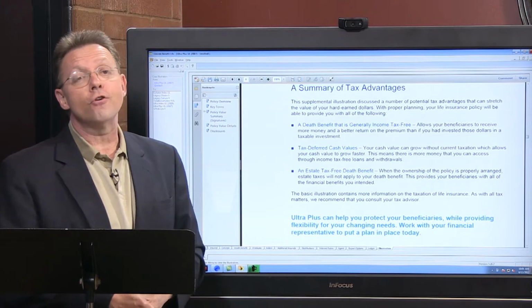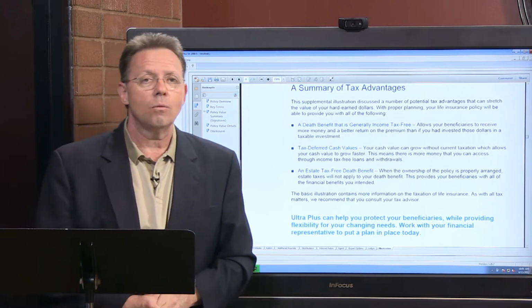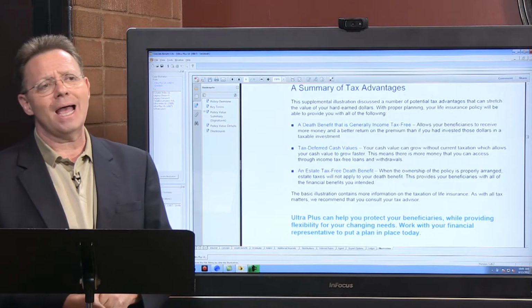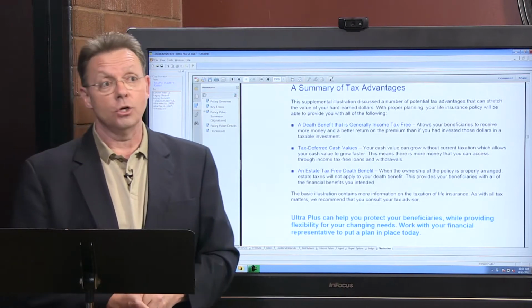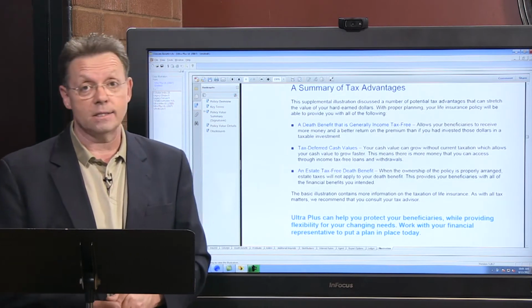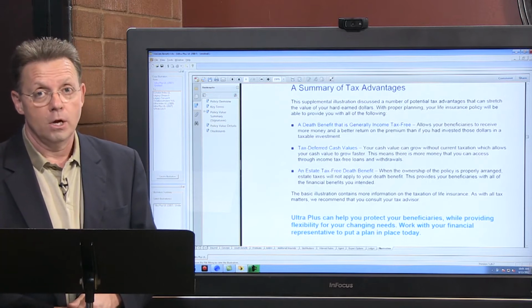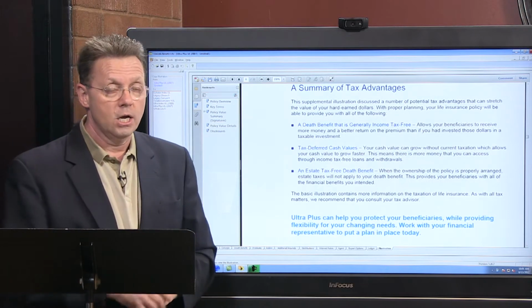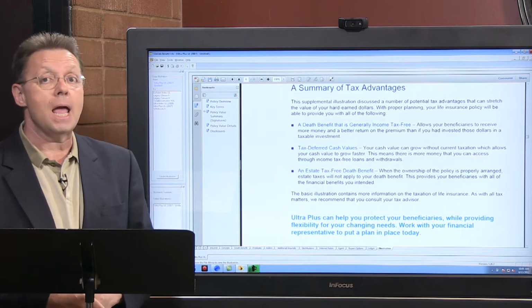There's tax-deferred cash value. Now, when I say tax-deferred, that doesn't mean tax-exempt. It doesn't mean you'll never pay taxes. It doesn't eliminate taxes. It just means you're deferring them. You're pushing them off to a future date. Deferral can be a positive issue.